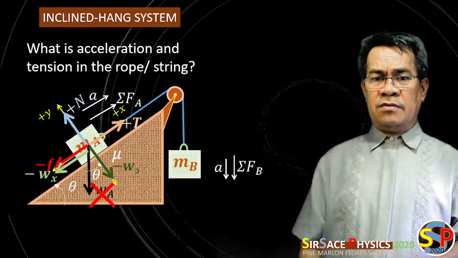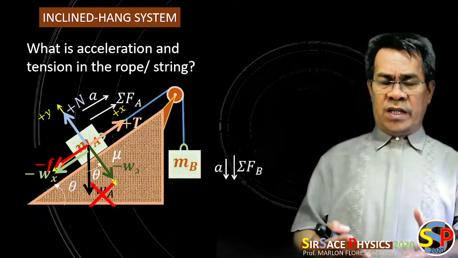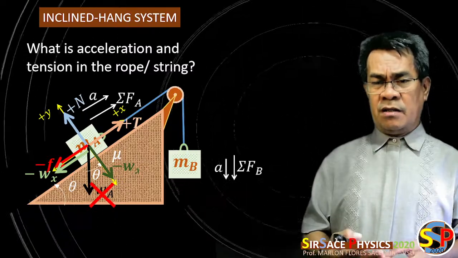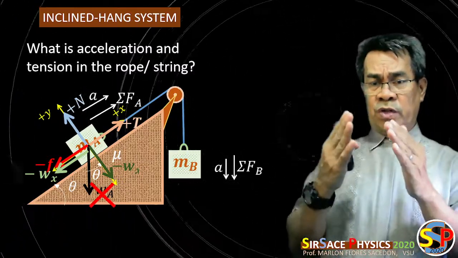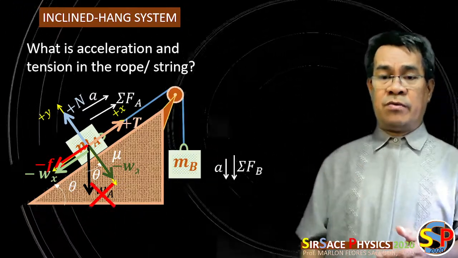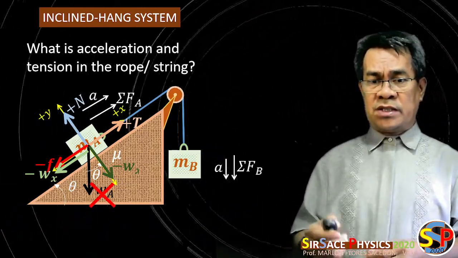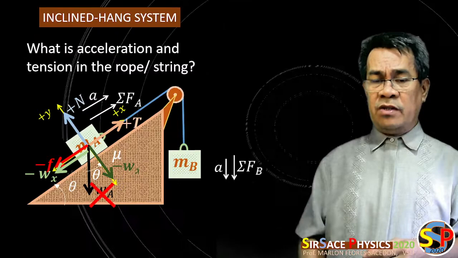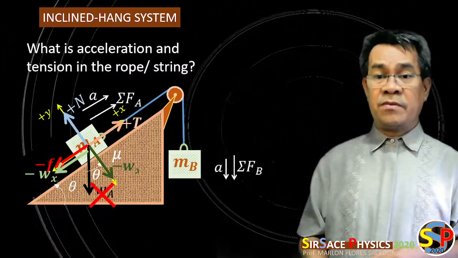These are the two components of the gravitational force W sub A: Wx and Wy. Now we can eliminate the gravitational force because we already reflected the y component and the x component. So we must solve Wx and Wy in terms of W sub A.